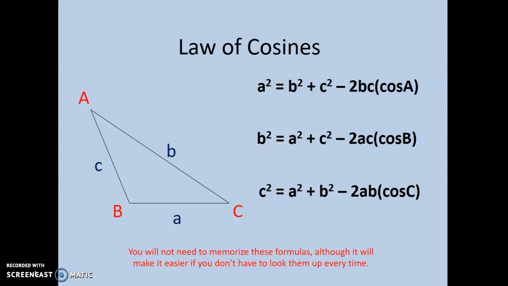So today in college algebra, we're going to show you how to solve non-right triangles. There's two ways we're going to show you to do that. The first one's called the law of cosines. That's what we're going to focus on today.